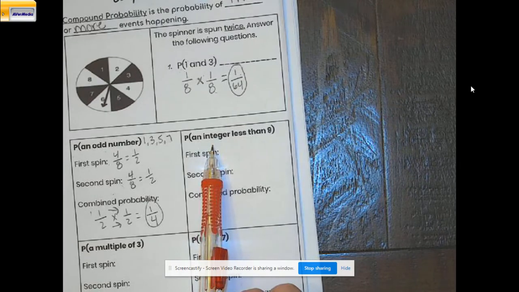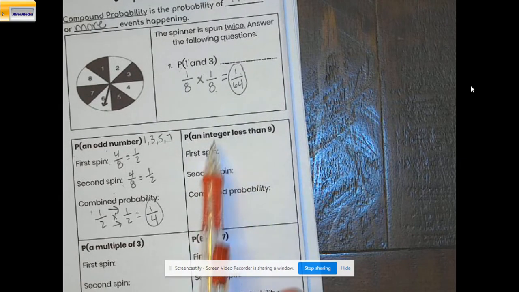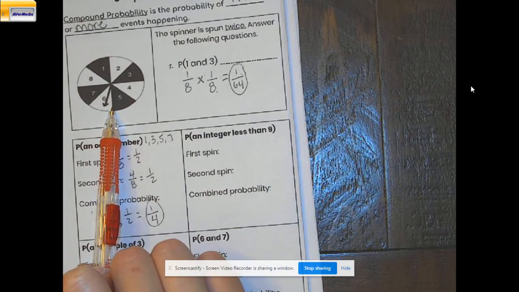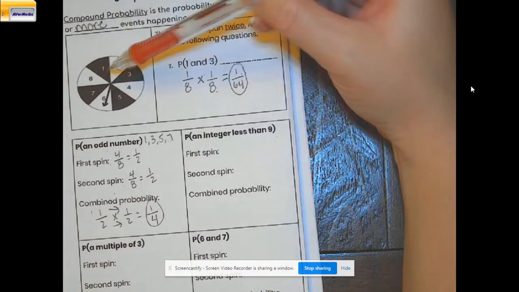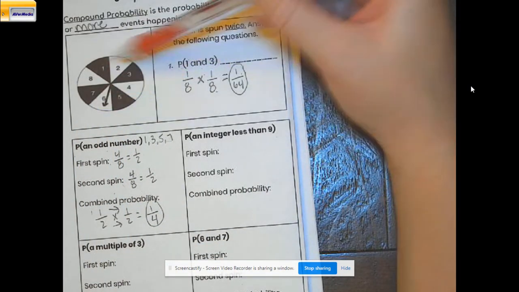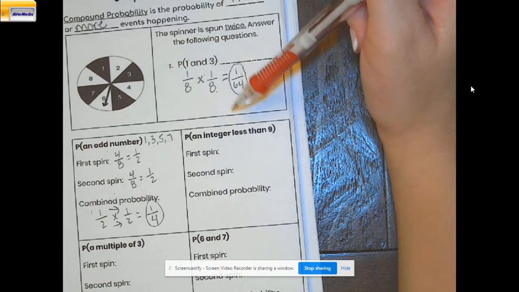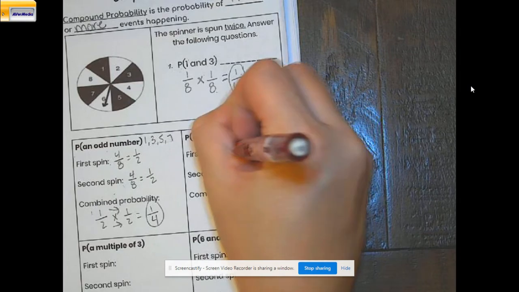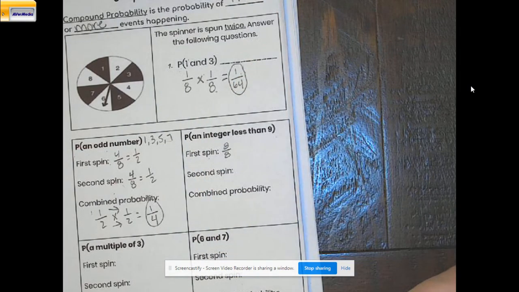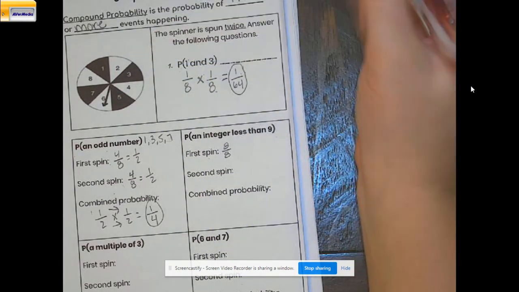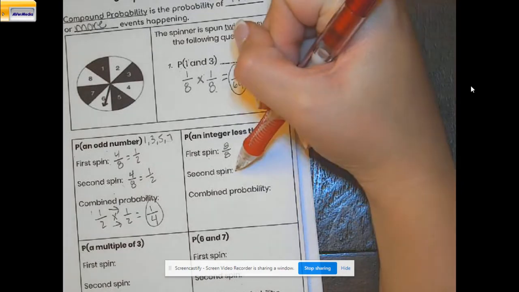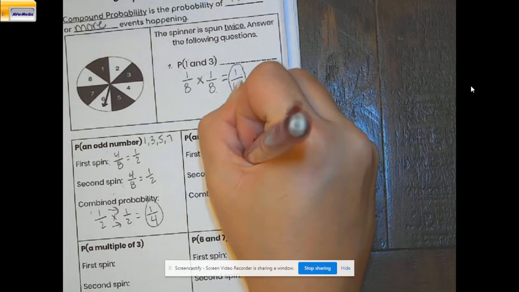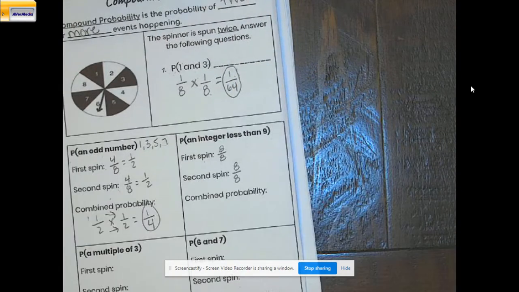The next one says a probability of an integer less than 9. Well, integer is just another word for a number, so a number less than 9. Well, this spinner doesn't have any numbers bigger than 9. So all of the numbers are less than 9. So on my first spin, I'm going to have 8 out of the 8 sections because all of the 8 sections are less than 9. On my second spin, nothing has changed. So I still have 8 out of the 8 sections.